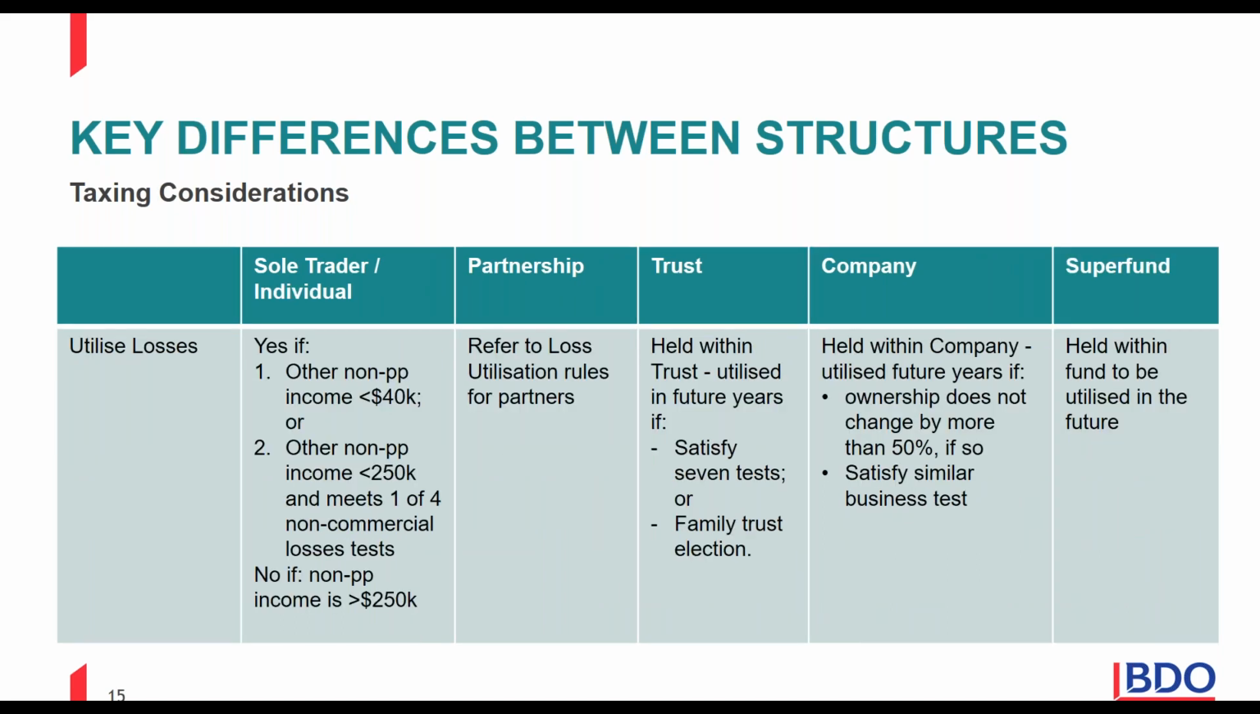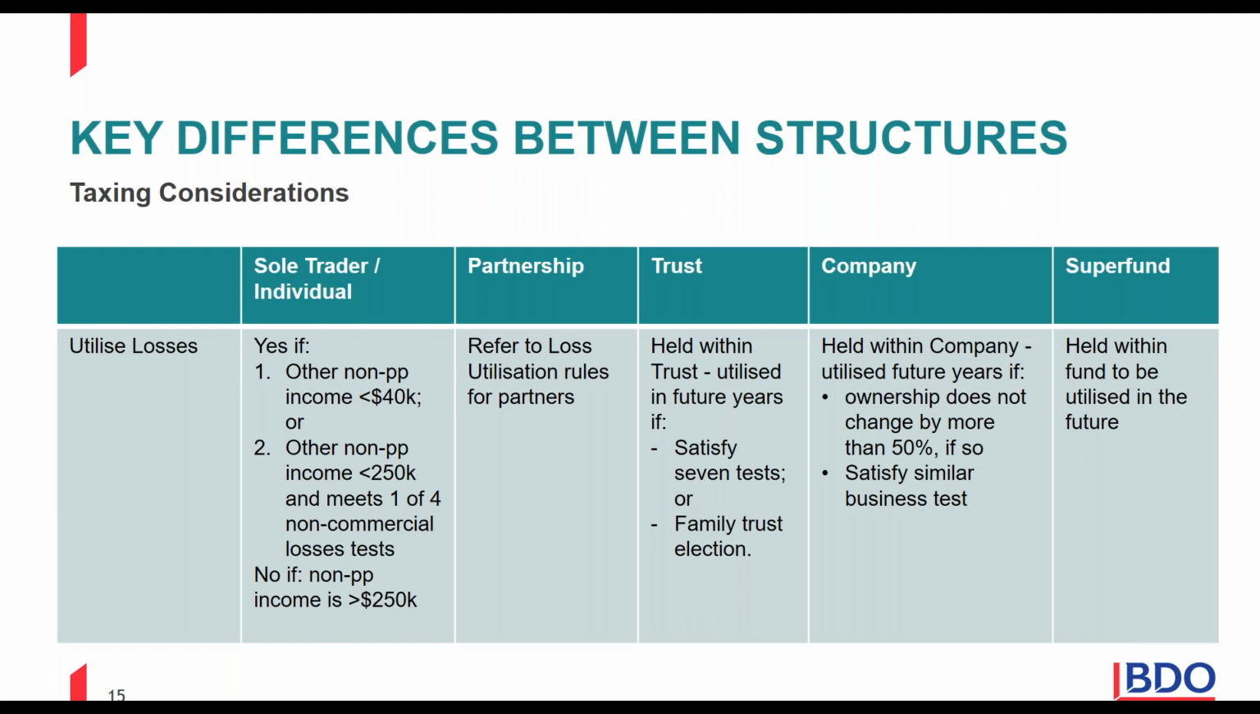I guess the key point to take away from the business as usual taxation of structures is with regard to trading losses. And this is an important consideration in ag, given the seasonality of the sector and varying external factors. So tax losses, when they occur for partnerships and individuals, those tax losses are held out in the individual hands. And carry forward and utilisation of those losses is subject to meeting the non-commercial loss tests.